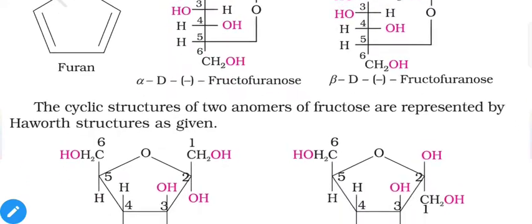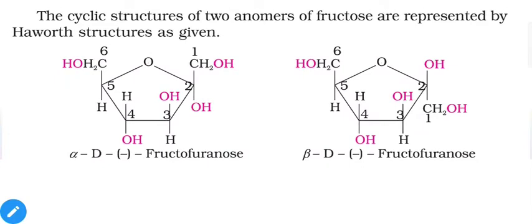And we can rewrite these structures as follows to understand them better. As per the Haworth structure, these two are structures of fructose. As you can see on the second carbon, in the first structure we have the OH group at the bottom, and the second structure shows the OH group on the top side. That's why one is the alpha and the second one is the beta form.